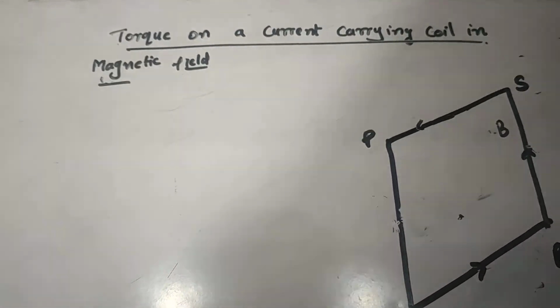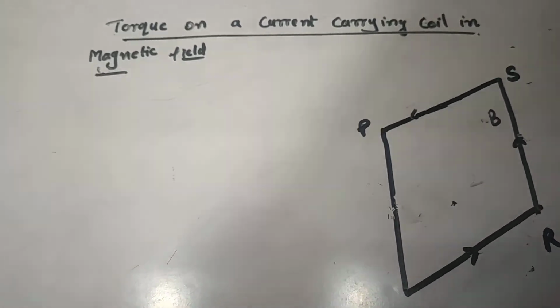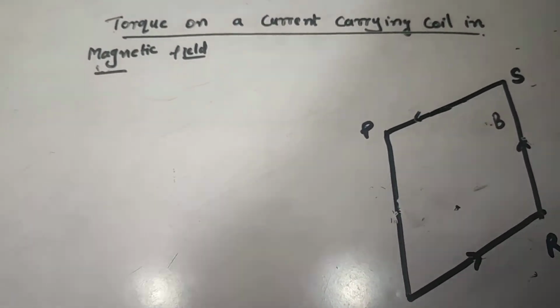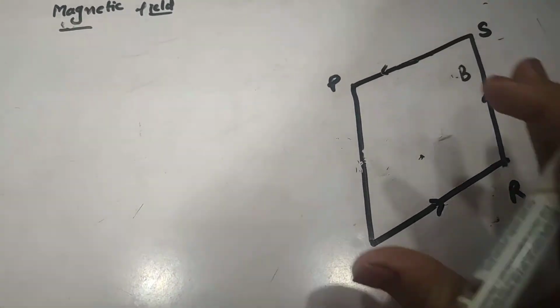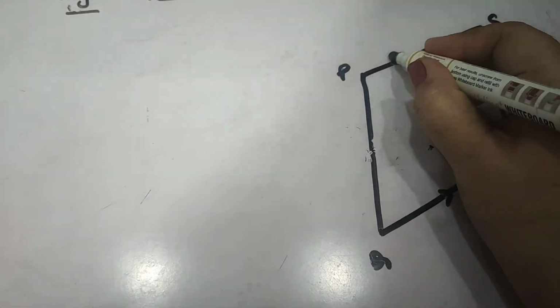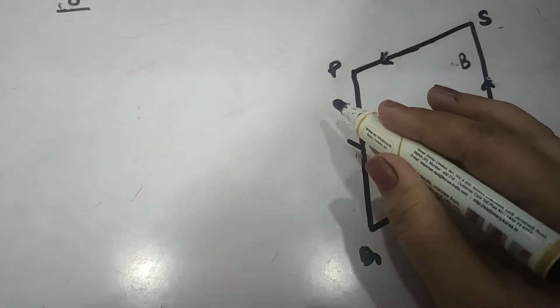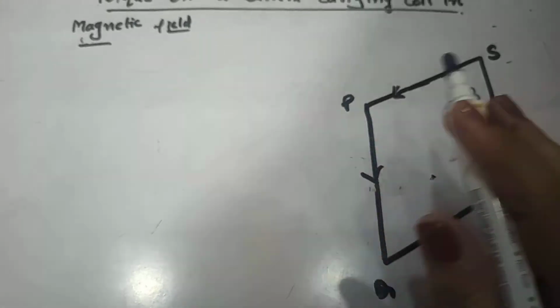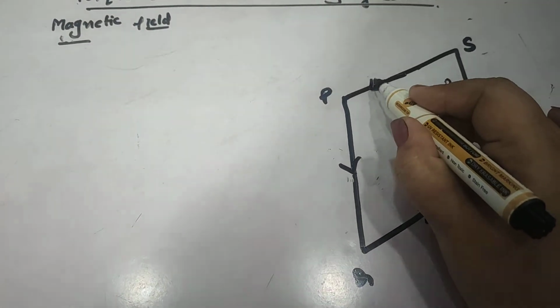Dear student, let us do the most important topic of this chapter, which is torque on a current carrying coil in a magnetic field. Here you can see there is a current carrying coil PQRS and the current is in this direction. This is PQRSP, right? And this is supposed to be kept in a magnetic field making an angle theta, right?